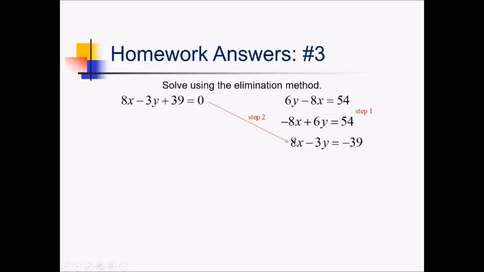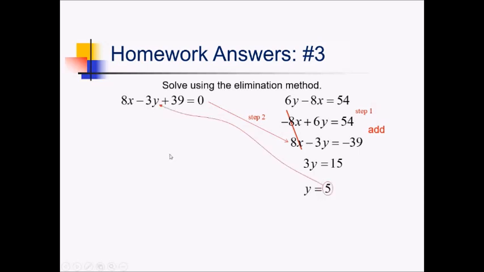If we add these equations together, the negative 8x and the positive 8x will cancel. And now all that's going to be left on the left side of the equation is going to be, let's see, 6y plus negative 3y gives us positive 3y. And on the right side, 54 plus negative 39 is going to end up being 15. Dividing by 3, we get y equals 5. And now that we know the value of y, we can plug that back in to figure out x. So I'm going to plug 5 in for y in this equation up here.